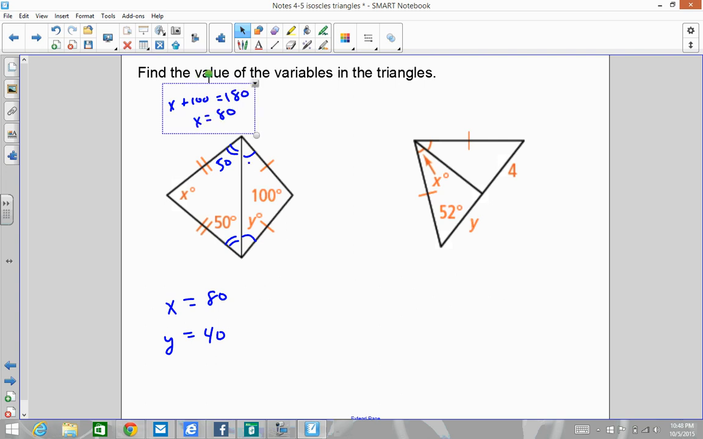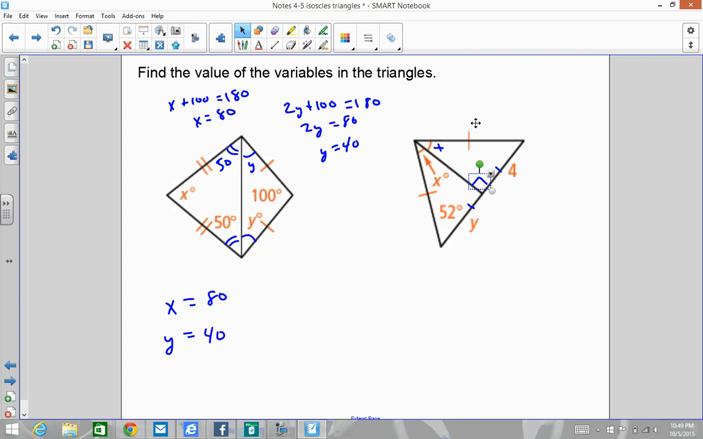For the y one, this is y and this is y, so that's 2y plus 100 equals 180, and so then 2y equals 80, y is equal to 40. All right, so here we have two congruent angles. So if this one's x, this one's x. All right, if these sides are congruent and these angles are congruent, then this is a perpendicular bisector.